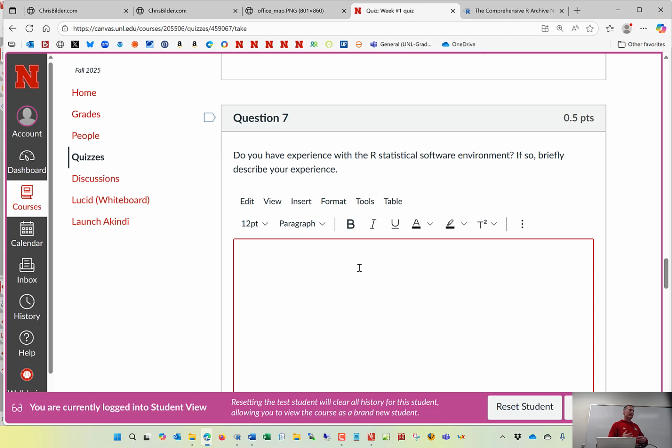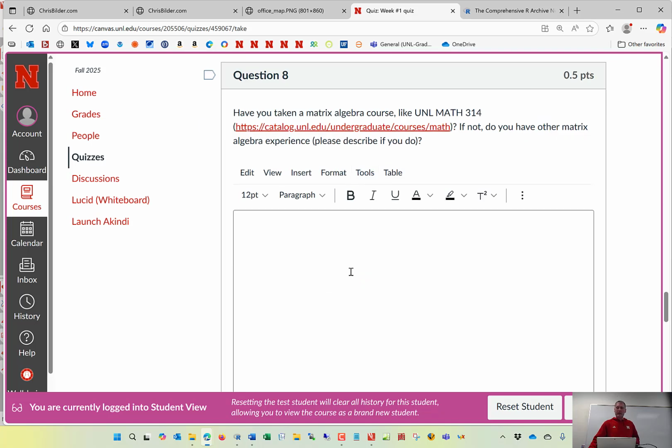Then number 7 gets into more of this diverse background that we have for students coming into this course. 7, tell me, do you have experience with R? If so, briefly describe your experience. It could be classes, it could be maybe your research that you're working on. Tell me how you have experience with R.